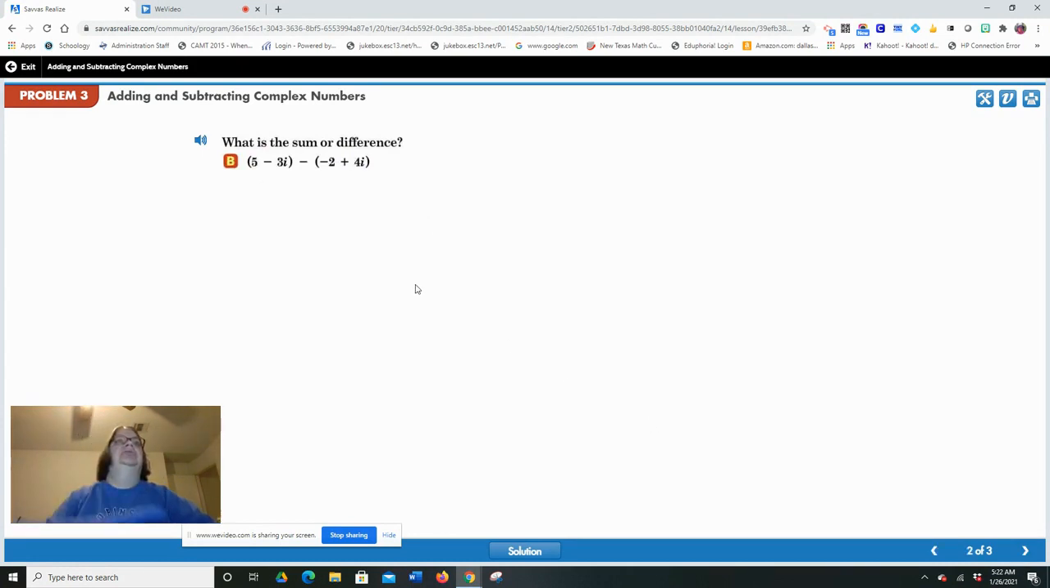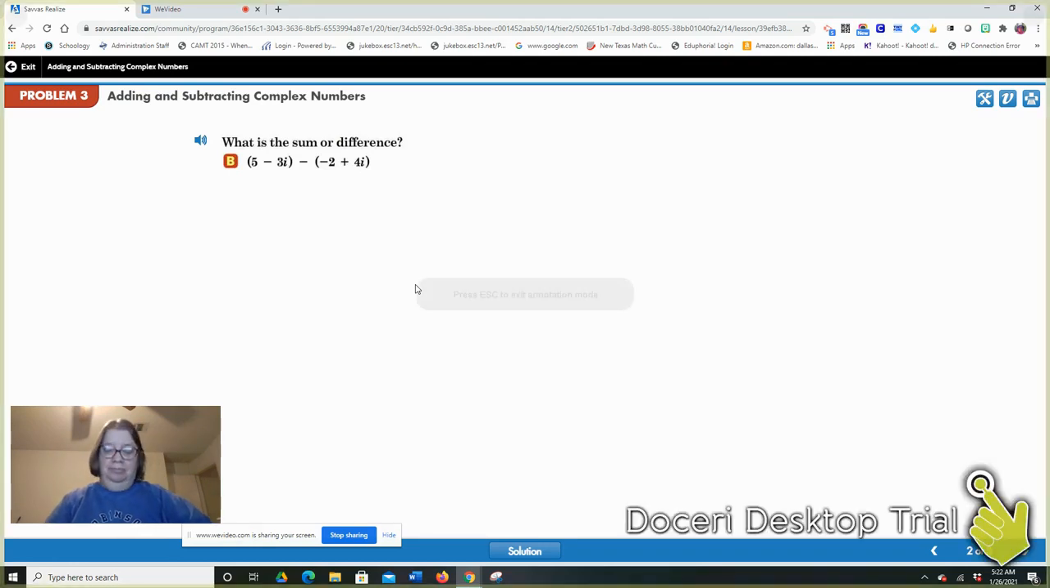What is the sum or difference? So we have 5 minus 3i minus, be careful of the minus, negative 2 plus 4i. Just like with like terms, this 5 minus negative 2.